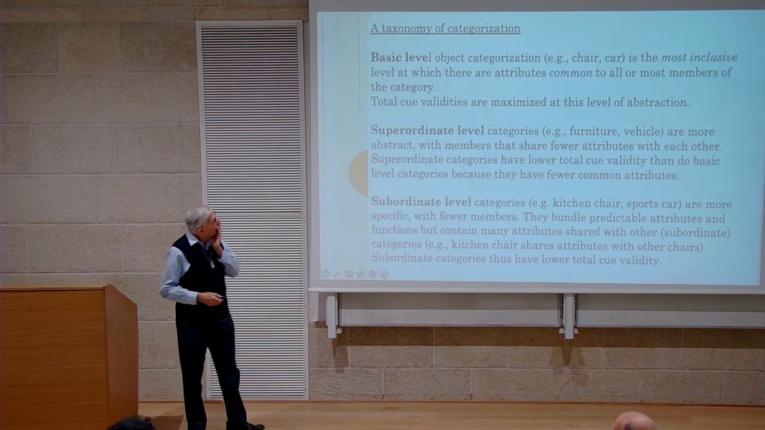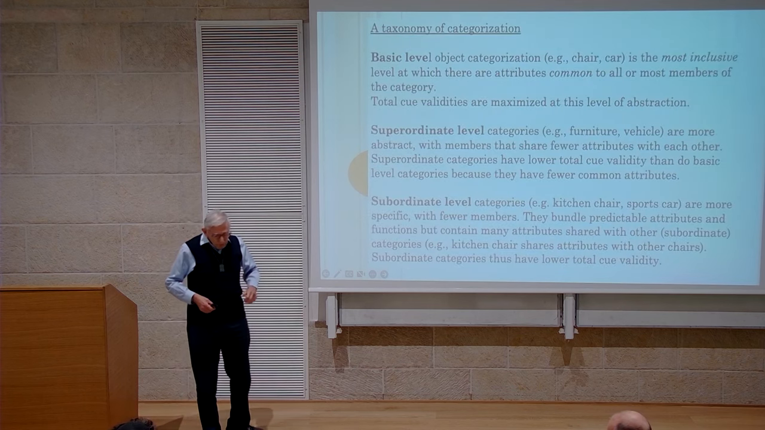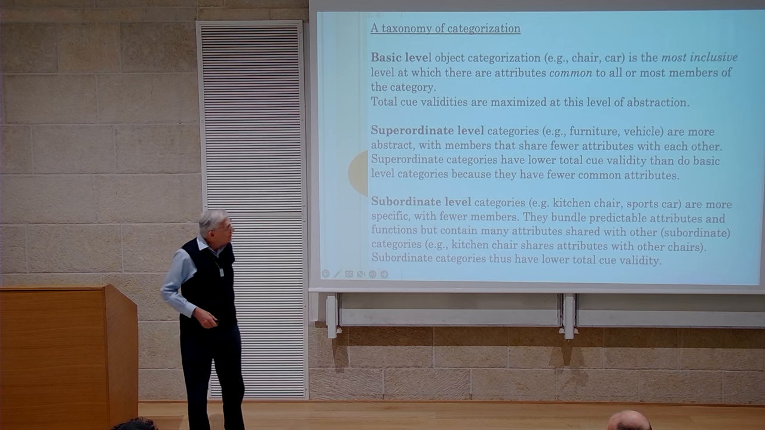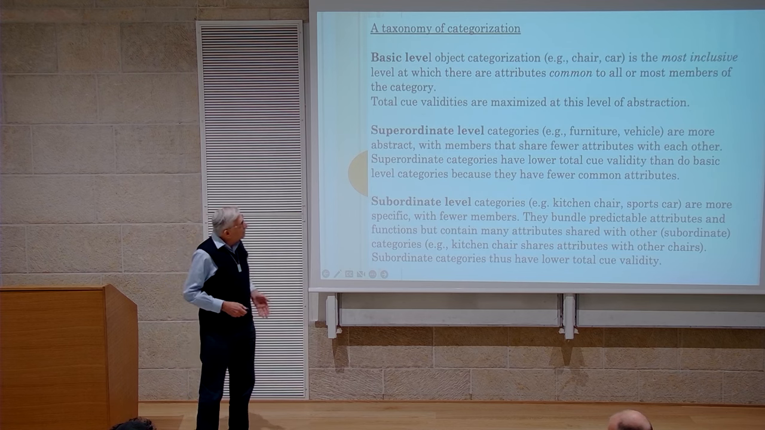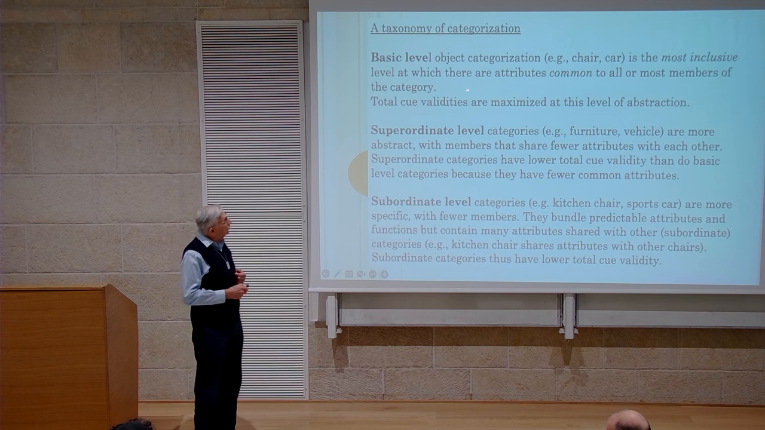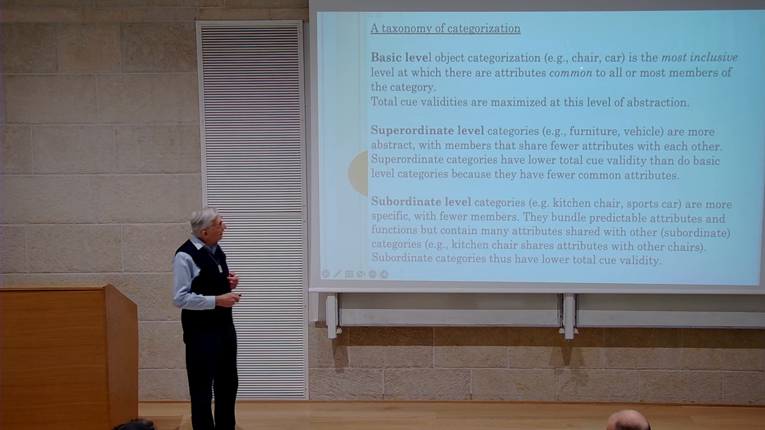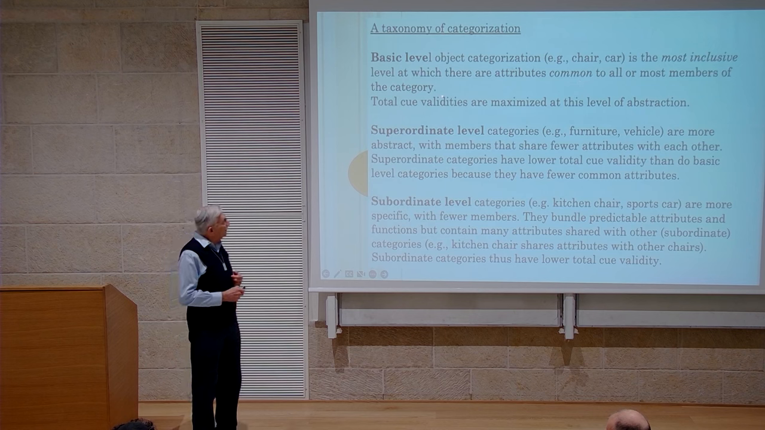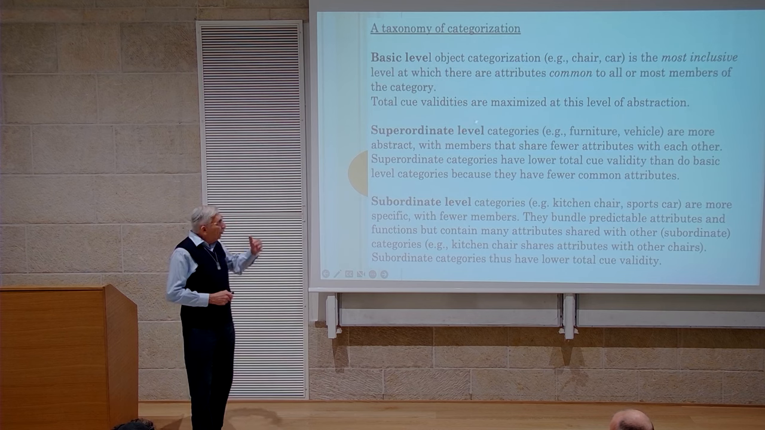Listen. So, we said there are three levels of categorization. Basic level, which is the one usually given, the one that you gave most often, is the most inclusive where the attributes are common to all or most of the members of the category. Total cue validity is maximized.